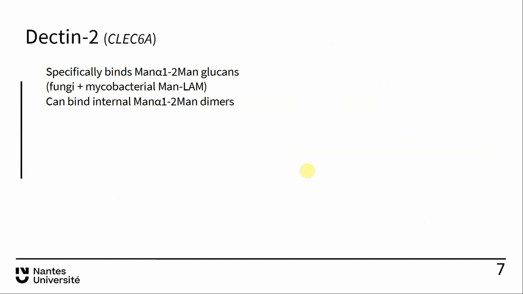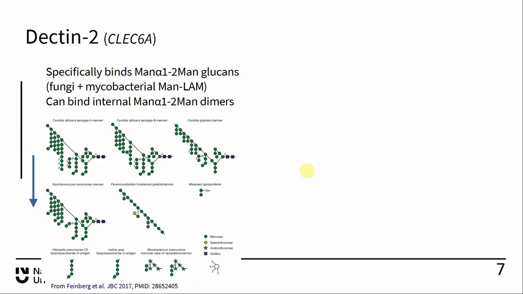Okay, dectin-2, similar kind of thing. This time it's a receptor for mannose glucans, and you find these in fungi and mycobacteria. This alpha 1 to 2 linkage, you can find it in a lot of different fungi, like different species of Candida, Saccharomyces, and Malassezia, and also on the outside of some bacteria, bacterial LPS O antigens, and also in Mycobacterium tuberculosis. So it's a wide spectrum of bacterial and fungal pathogens that have this mannose alpha 1-2 motif.